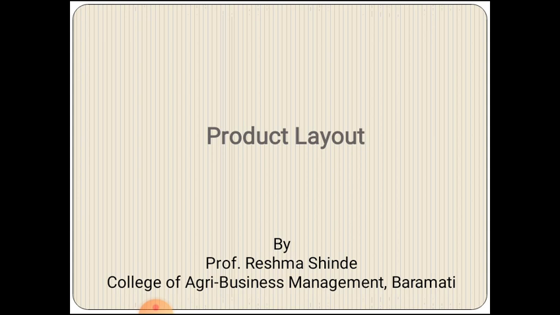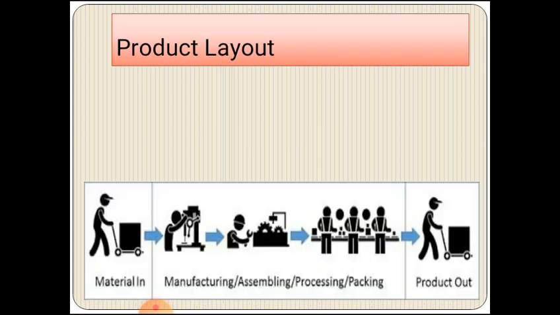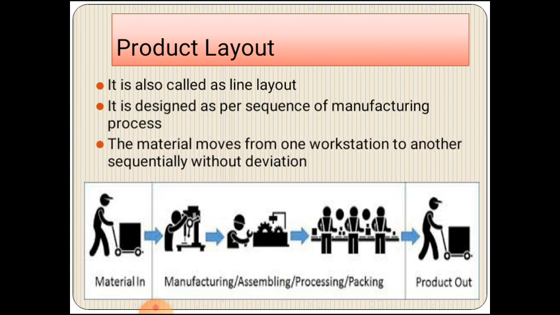In today's session you are going to learn about the product layout. Process layout is according to the processes related to a particular department. The first one today is product layout. Product layout means all the machineries and equipment are arranged according to the process required for a product. That's why it is called a product layout. It is also called a line layout.